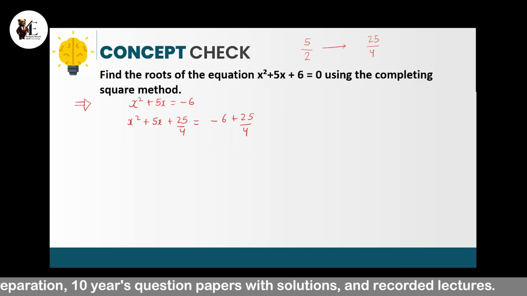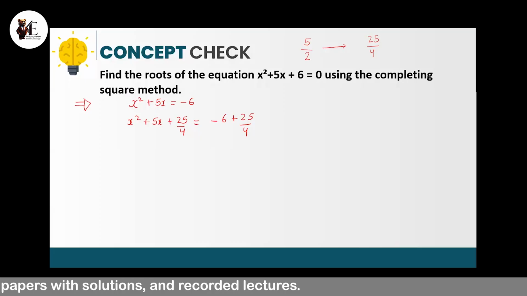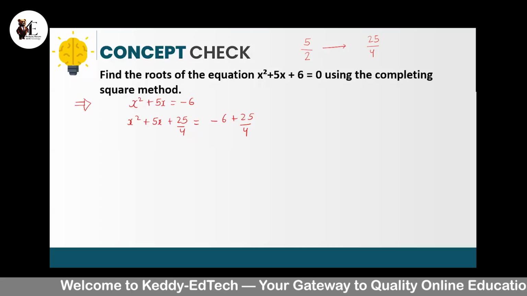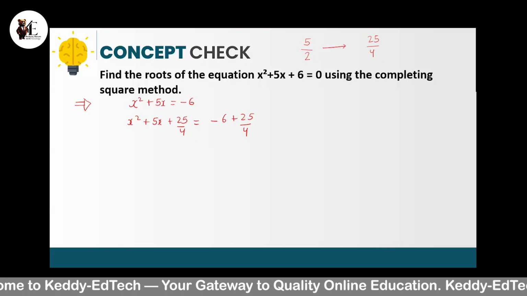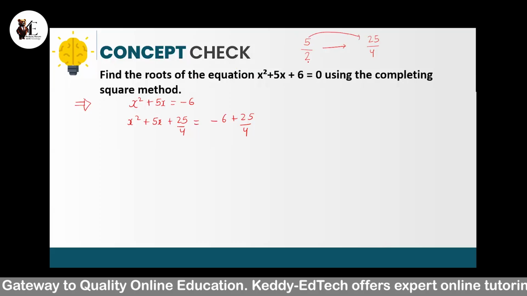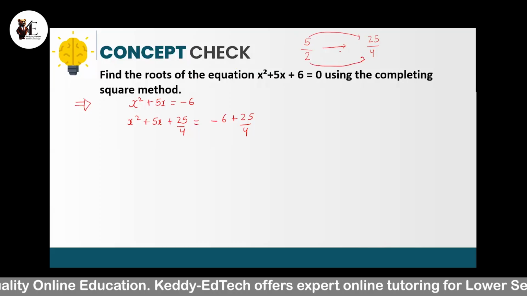So basically half of what B is, and then do the square of this and then add on both sides. So it's 5 over 2, and then you just multiply 5 by 5 and 2 by 2. Yes, because you have to do the square of it. So the square of 5 will be 25 and the square of 2 will be 4.